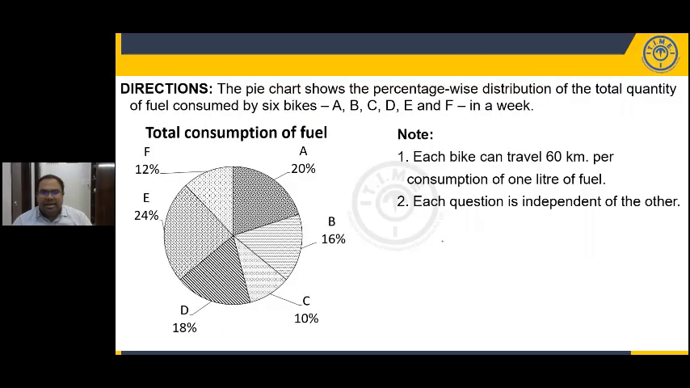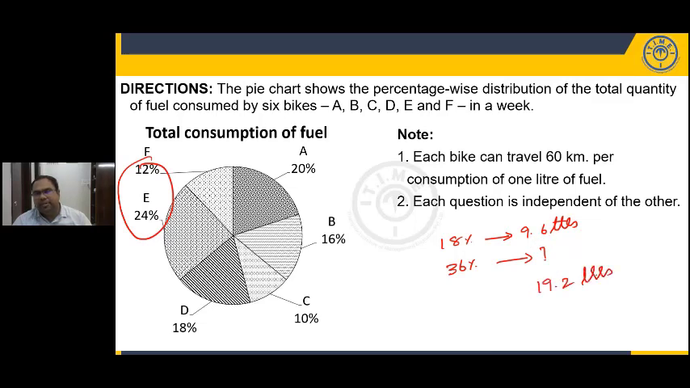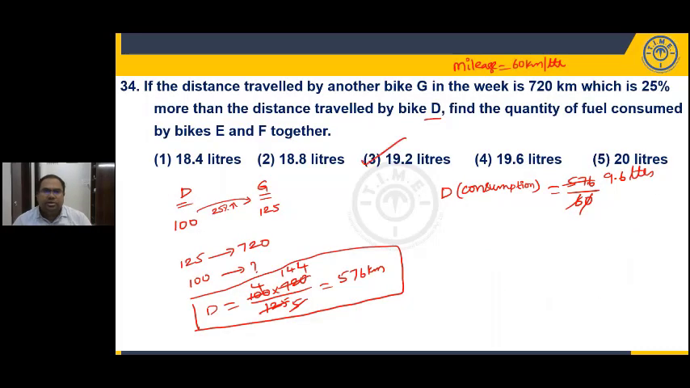D is 18%, 9.6 liters. Consumption by E and F, 24 plus 12, 36%. How much? Double number. If I double, it is 18 plus 1.2, 19.2 liters. 19.2 liters. Choice 3. Any questions?